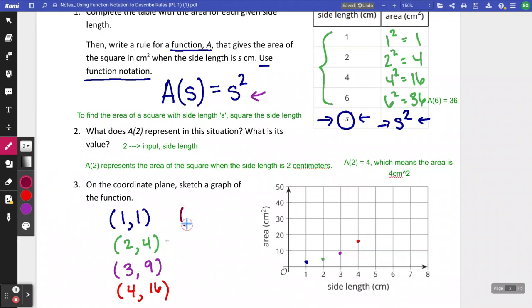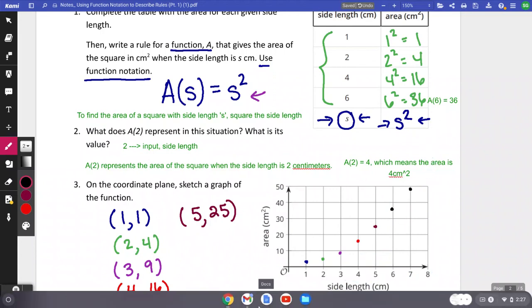Here we go. We've got 5 down here. If our input is 5, the output would be 5 squared. So that's 25. So I could do 5 centimeters and then up to 25. That's definitely halfway between 20 and 30. So let me try getting that halfway point. And then for these last couple, I'll do them quickly. 6 is already in our table. We've got 36, so that would be about here. 7, we don't. 7 squared is 49, so that's up here. And then 8 squared would be 64, and that's off of our graph.